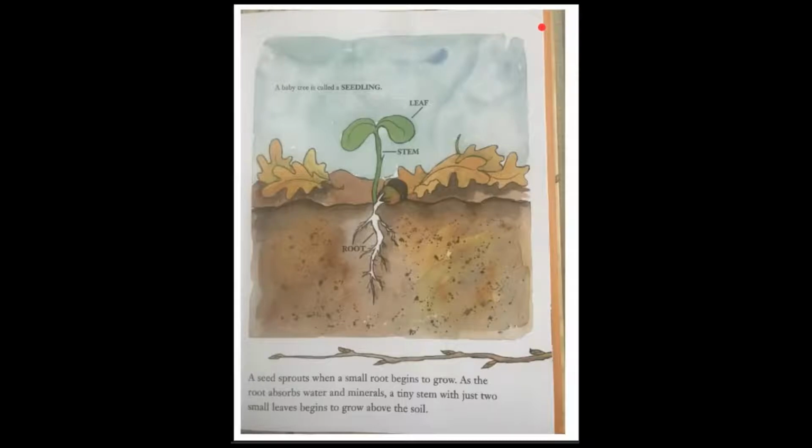A seed sprouts when a small root begins to grow. As the root absorbs water and minerals, a tiny stem with just two small leaves begins to grow above the soil. This text feature, do you remember what it's called? A diagram. Yes, a diagram has labels.